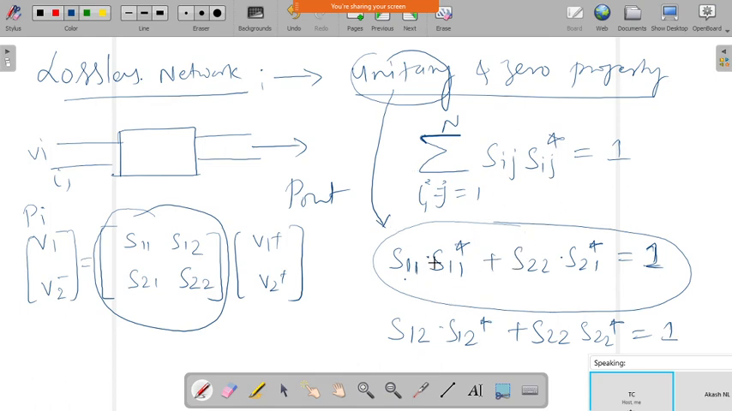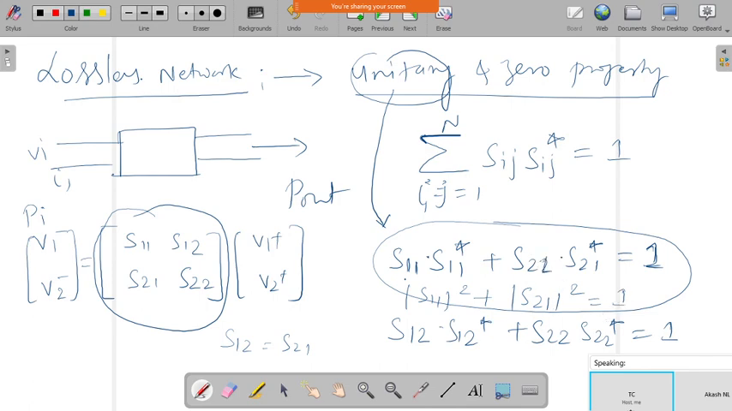Now if the network is also reciprocal, which we have seen earlier, we have seen that S12 equal to S21, and also if it is symmetrical, we have seen S11 equal to S22. Now if I apply that condition here, what you are going to get is the magnitude of S11 square plus magnitude of S21 square, which is equal to 1.